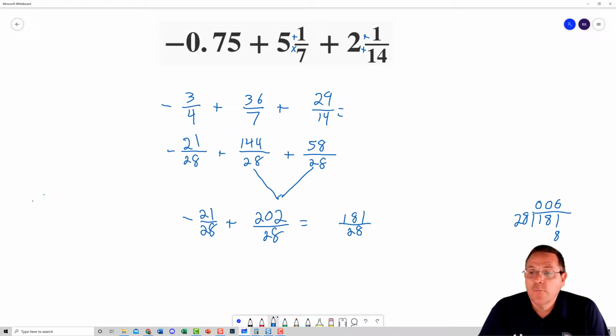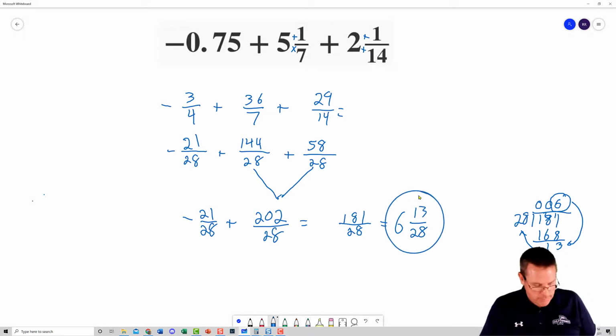6 times 8 is 48. 6 times 2 is 12, plus 4 is 16. So I get 168 there. Now I'm going to do my subtraction. Going to do some borrowing here. 11 minus 8 is going to be 3. 7 minus 6 is going to be 1. So my answer is going to be 6 and 13 over 28.